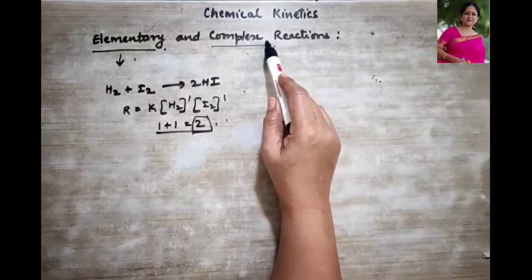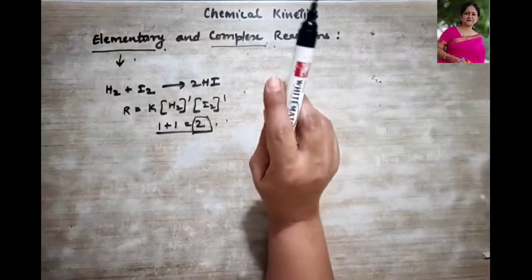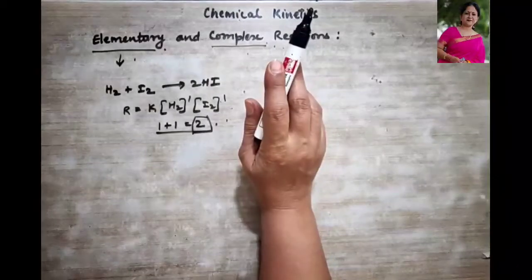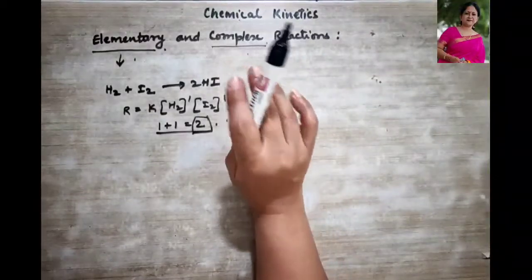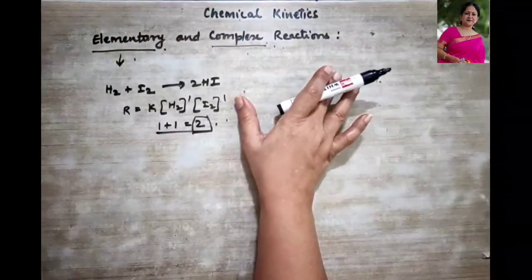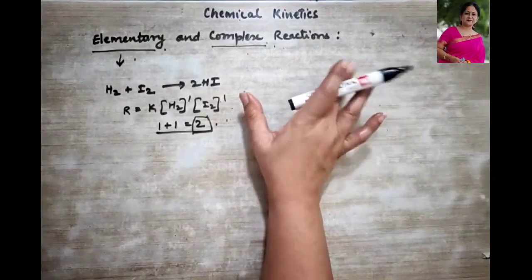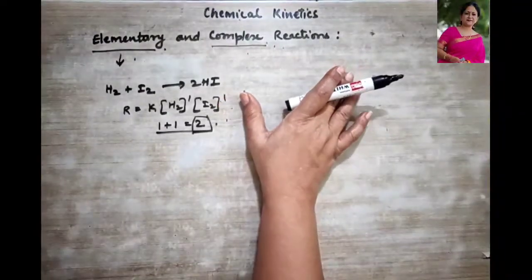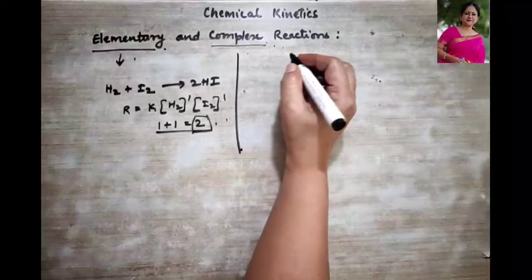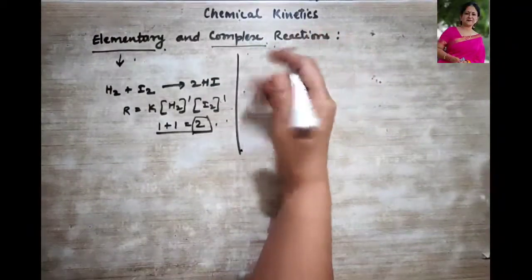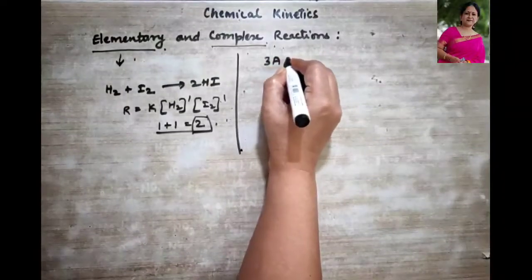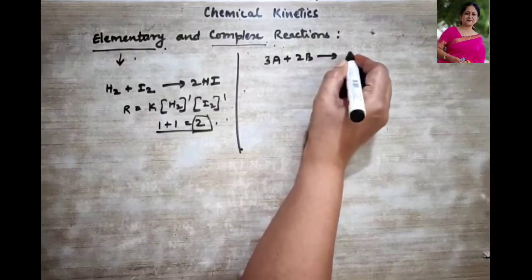But the complex reactions, the reactions which take place in two or more steps, and the rate determining step will be which one? The slowest elementary step will be the rate determining step, right? So these complex reactions cannot be identified by just looking at the balanced equation. So let me give you one example over here, just a general example, and then I will give you certain reactions. If we assume that 3A plus 2B is going to give us C.